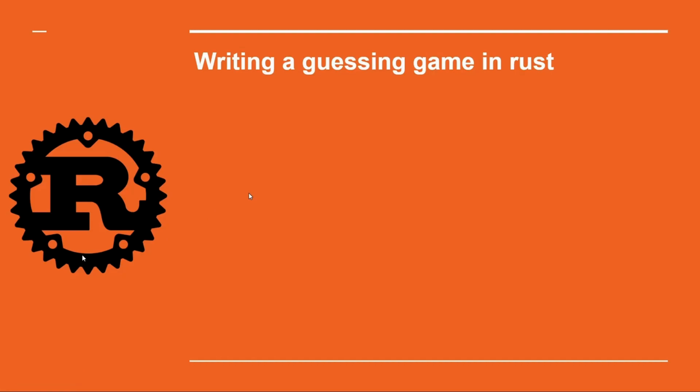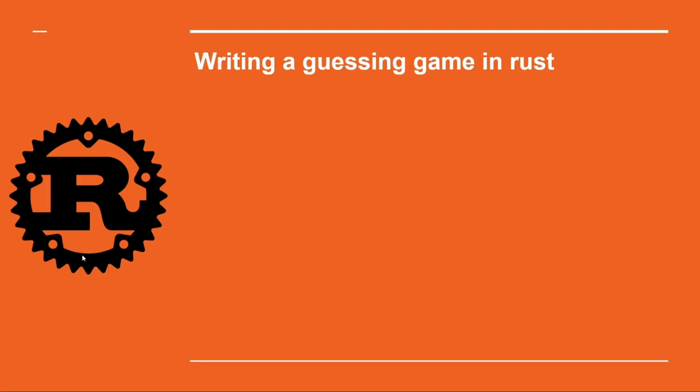So in this video, we are going to write a guessing number game in Rust. In this particular video, we are going to write code which will generate a random integer between 1 to 100, and then it will prompt the player to enter a guess. After a guess is entered, the program will indicate whether the guess is too low or too high. If the guess is correct, the game will print a congratulatory message and exit.